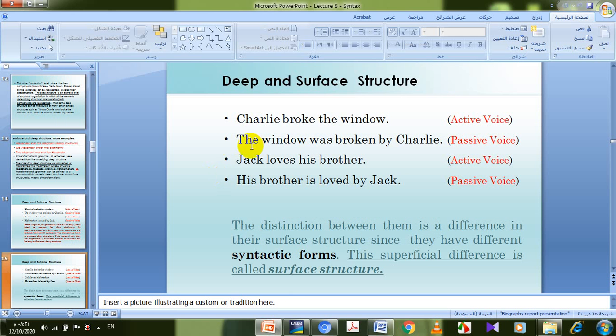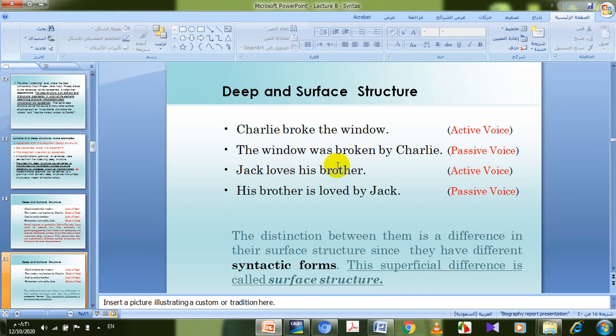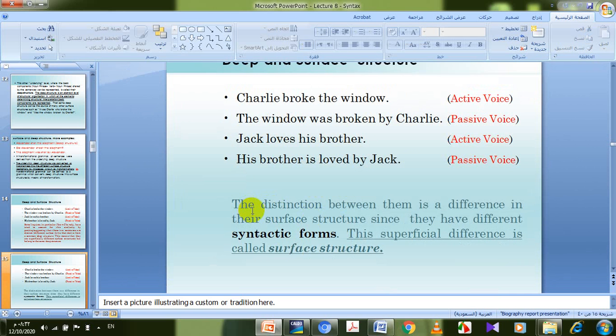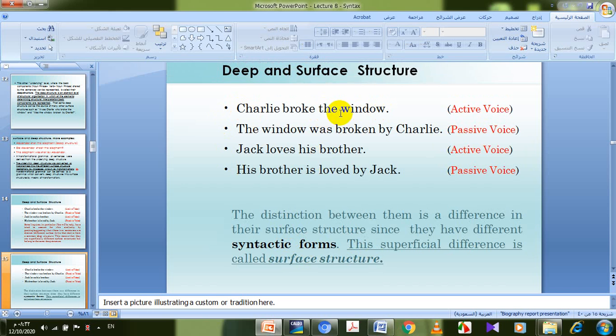Next, deep and surface structure. Charlie broke the window, the window was broken by Charlie. Jack loves his brother, his brother is loved by Jack. Okay, the same, but we have something else. The distinction between them is a difference in their surface structure, since they have different syntactic forms. Like Charlie broke the window, the window was broken, active and passive. So they are different. Why? Because they have different syntactic forms.